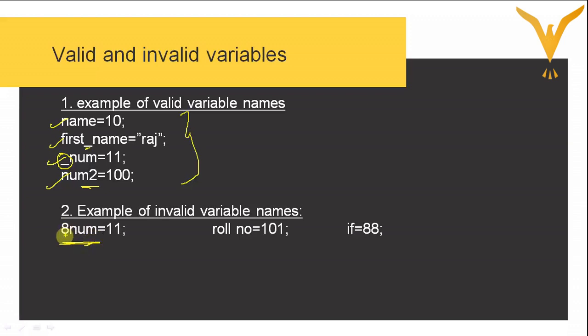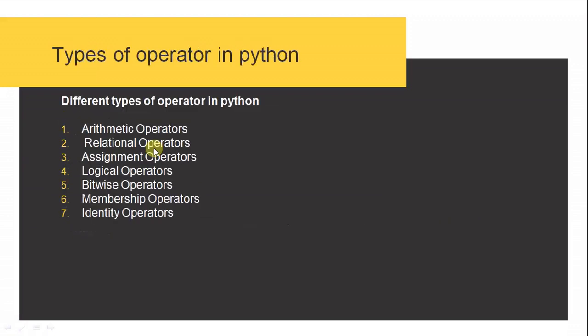Okay, and these are the examples of invalid variable names. This is not allowed. Why? Because variable name cannot start with a digit. This is also not allowed because you cannot put a white space over here. Variable cannot be created with white spaces. And again, this is also not allowed. Why? Because your if is what? If is a keyword, so you cannot use keyword as a variable name. Okay, so these are nothing but the examples of some valid and invalid variables.